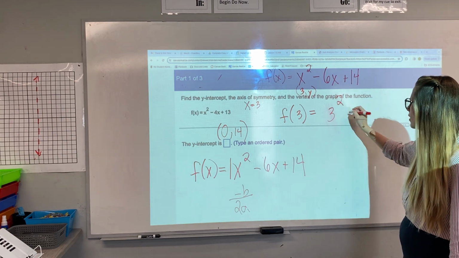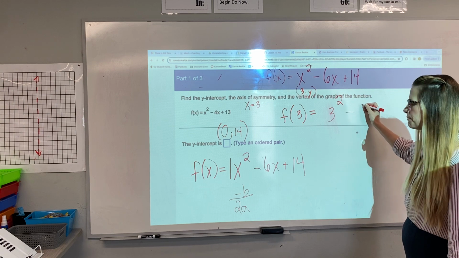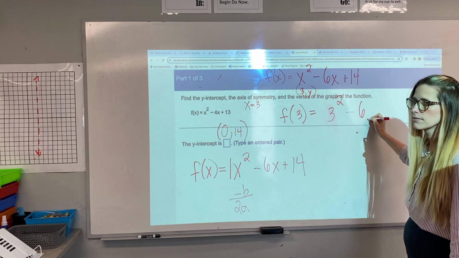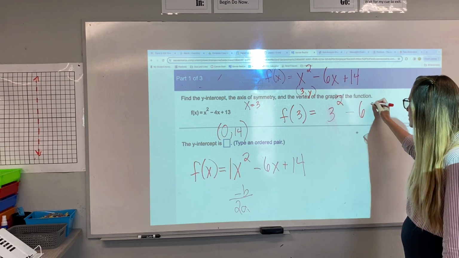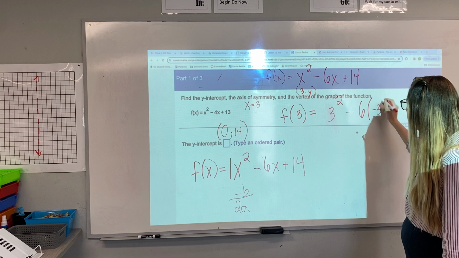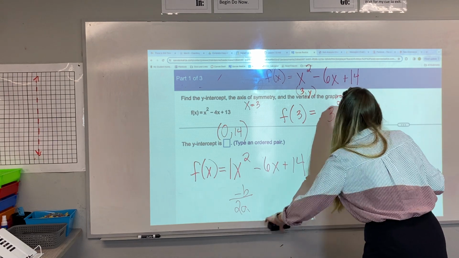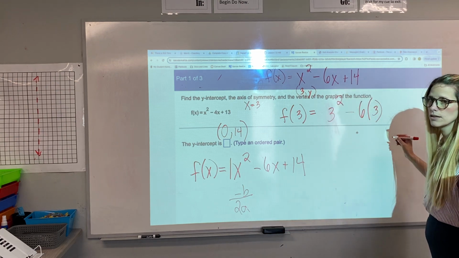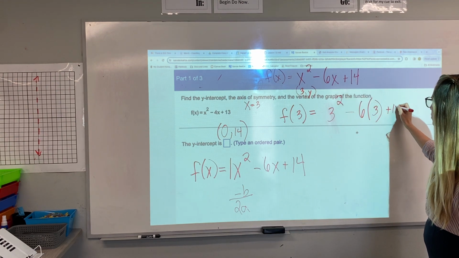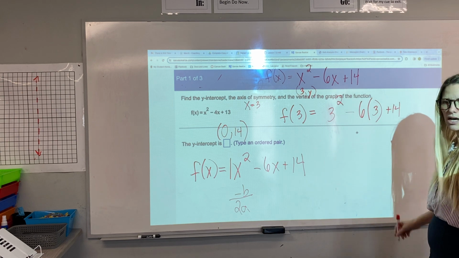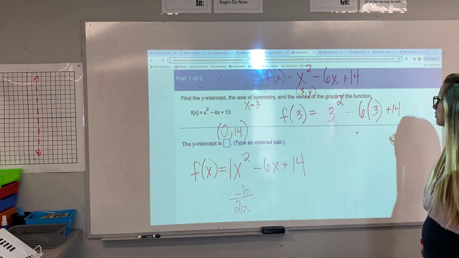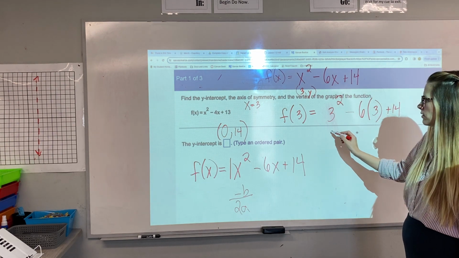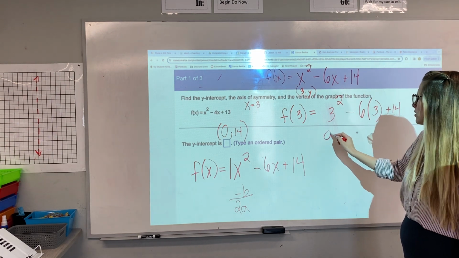So 3 squared minus, then what? 6. Mhm. Yeah, you could just say 6 times 3, or negative 6 times 3. Okay, 11 plus 14. Good. And all we have to do is solve it now. How do you do that? Where do you start? 3 squared. What's that? 9. Good. What's next?